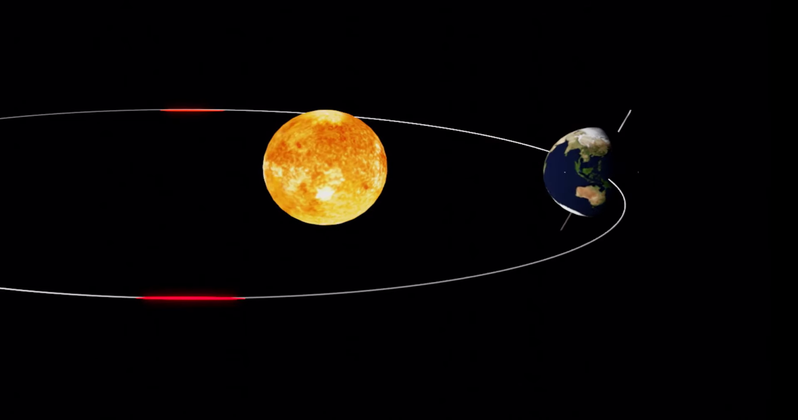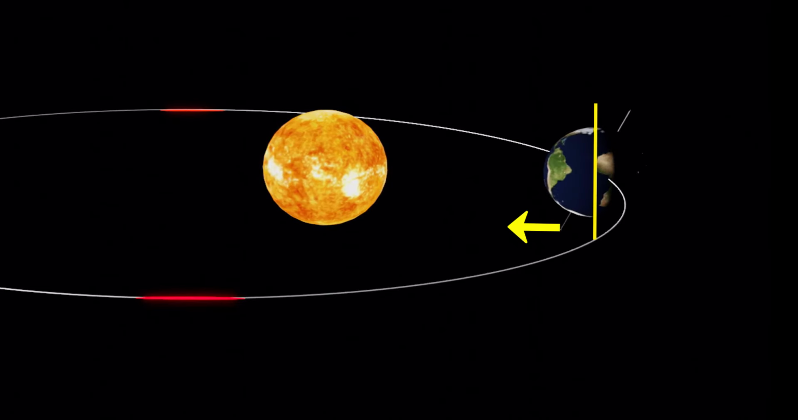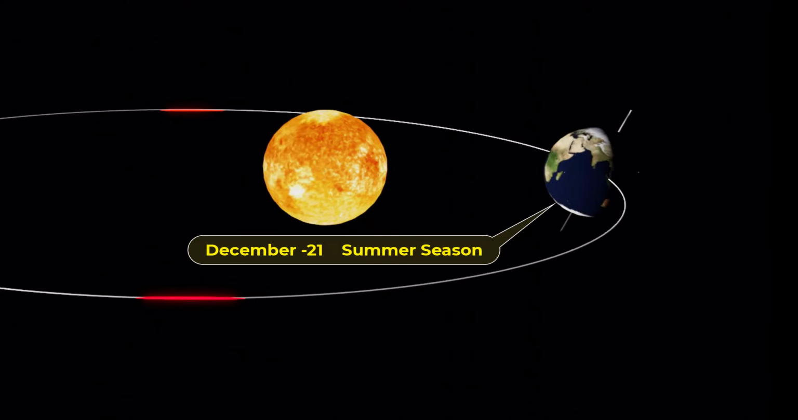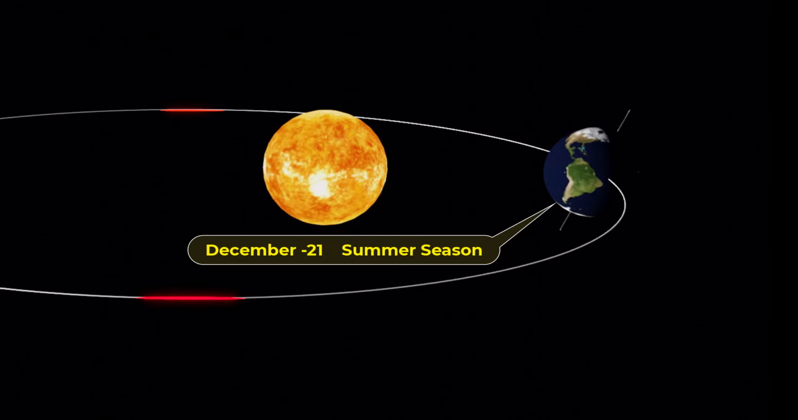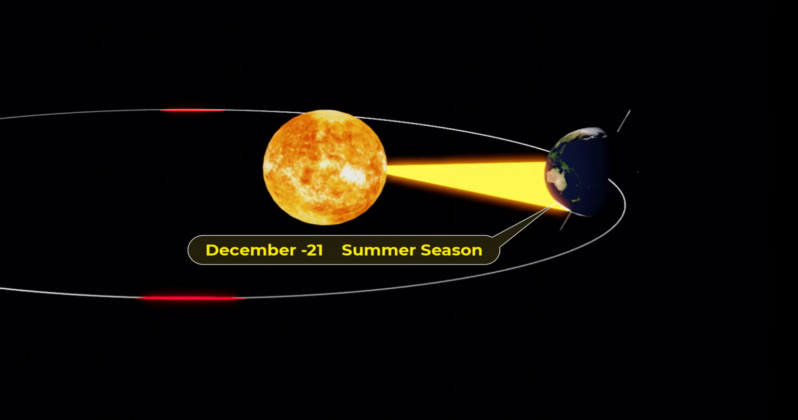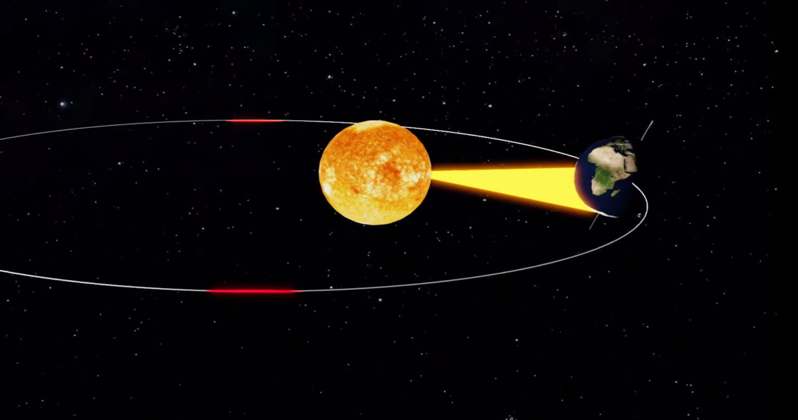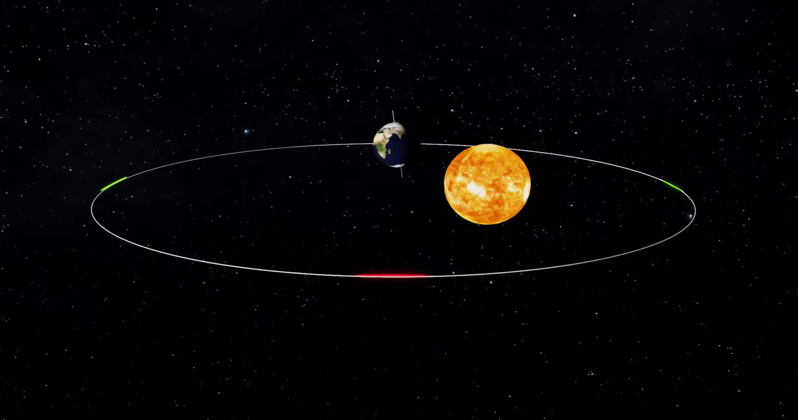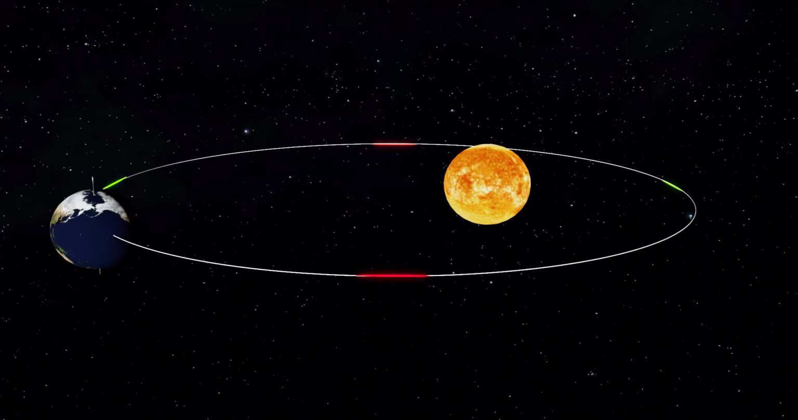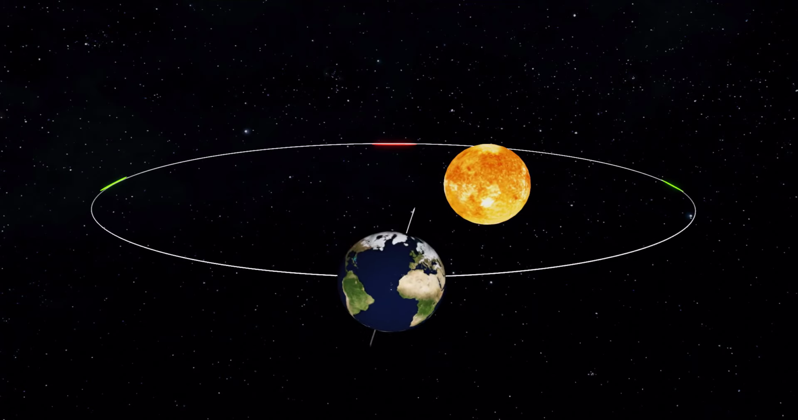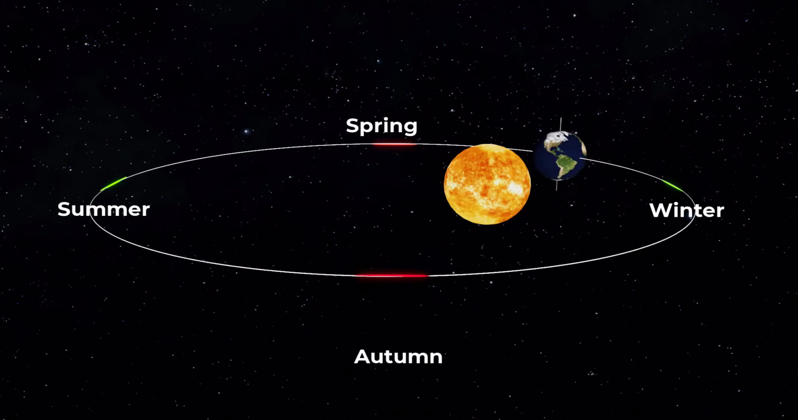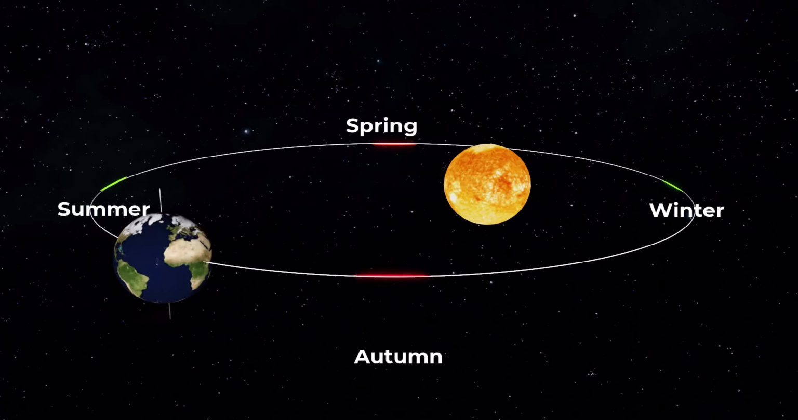At the same time, the southern hemisphere is tilted towards the Sun, resulting in the summer season. The southern hemisphere receives the maximum amount of light during this time. So, the next time you're enjoying a warm summer day or a cold winter evening, remember it's all thanks to the Earth's motion around the Sun and its tilt on its axis. The position of the Earth in its orbit also determines the length of each season.